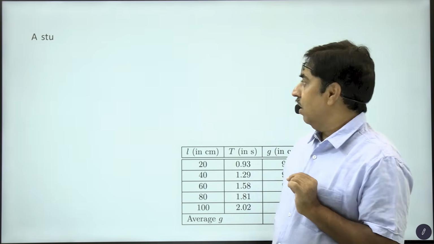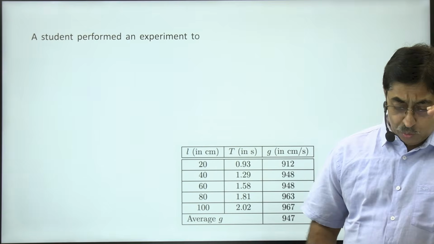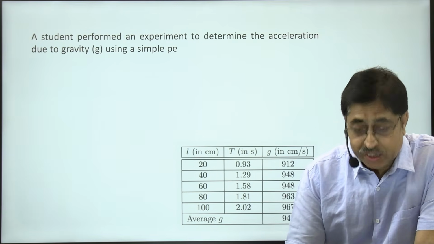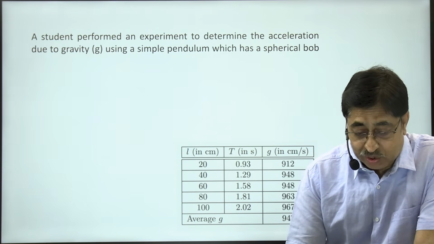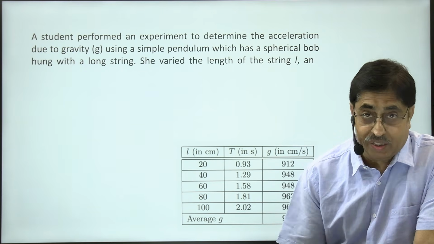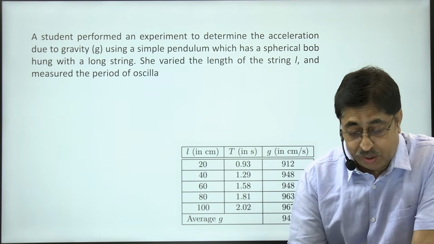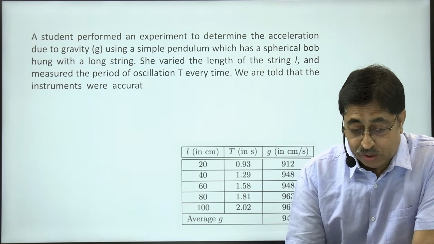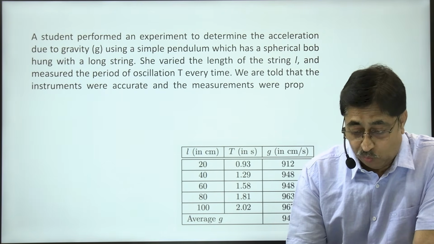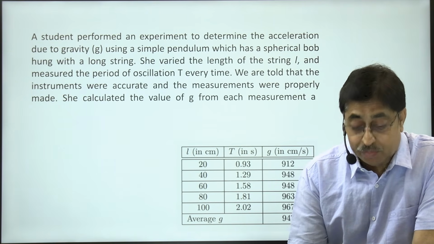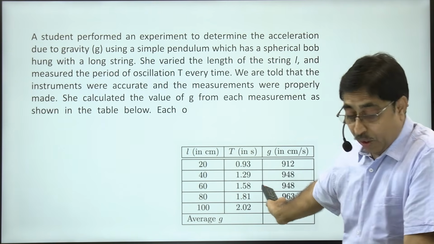Here is the question. I will read it for you. A student performed an experiment to determine the acceleration due to gravity using a simple pendulum, which has a spherical bob hung with a long string. She varied the length of the string, L, and measured the period of oscillation T every time. We are told that the instruments were accurate and the measurements were properly made. She calculated the value of g from each measurement as shown in the table below.